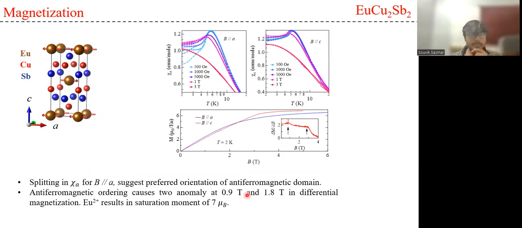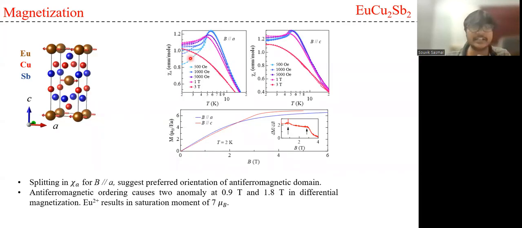As I already told, we can cut the crystal along a particular crystallographic direction, so we have measured for field along the A direction and field along the crystallographic C direction. Here B means the magnetic field. When we apply the magnetic field along the A axis, we see the magnetic susceptibility shows the antiferromagnetic transition temperature at 5.1 K, and it has a very small FC-ZFC bifurcation.